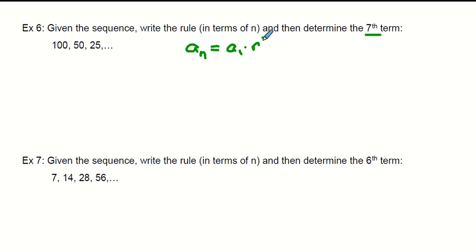to the power of n minus 1. Let me make my r a little bit more extreme there, so you're not confusing my r's and n's. Okay. So again, an is the term I'm looking for. So I'm looking for the 7th term, so I'm looking for a7.